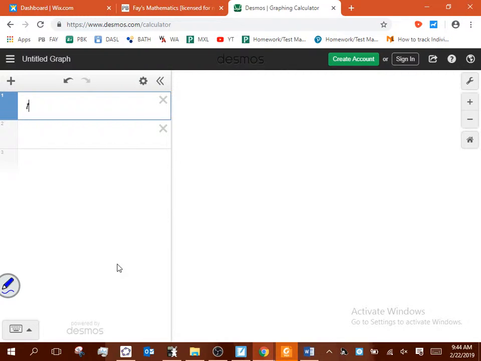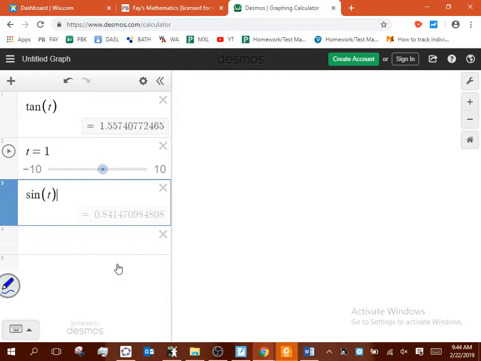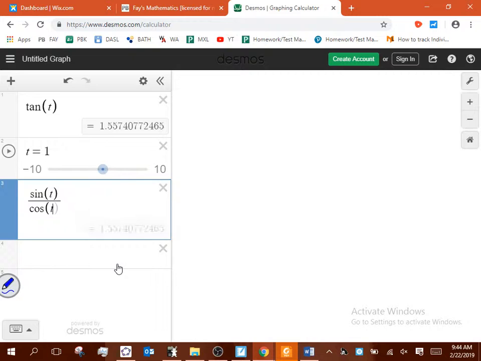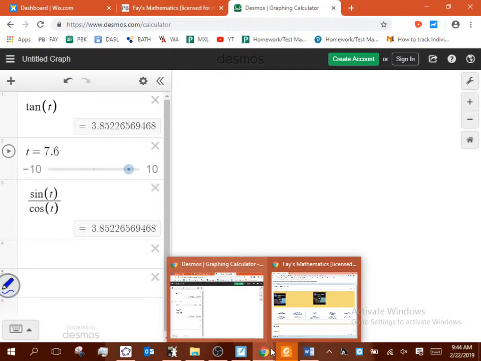If we go to the tangent of t, we said in the description that it's the same as sine of t divided by cosine of t. No matter what I plug in, are the results always the same? Okay, that relationship, that identity concept, guys, is pivotal for this course.